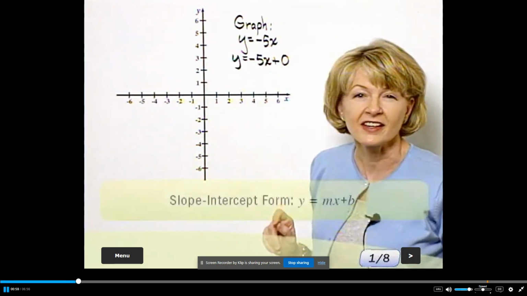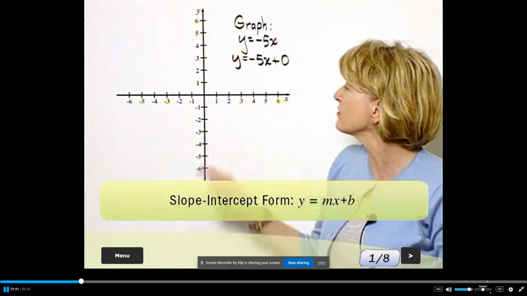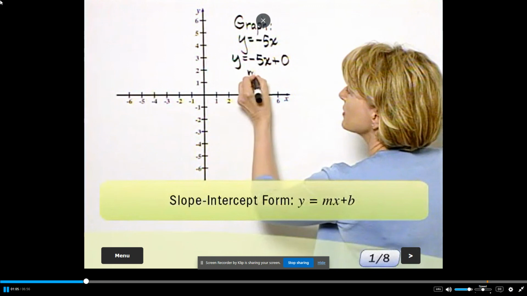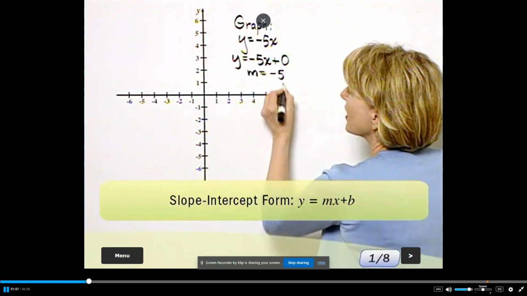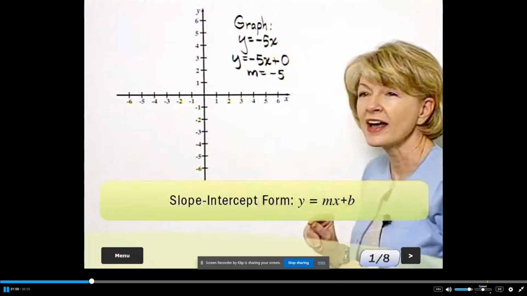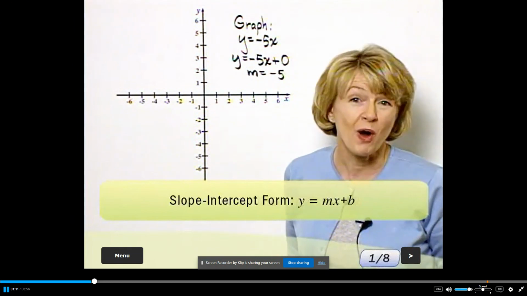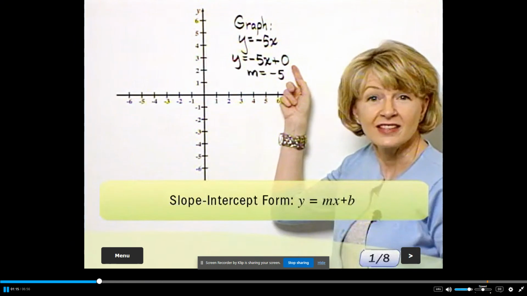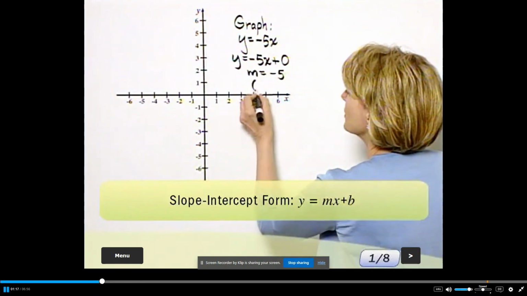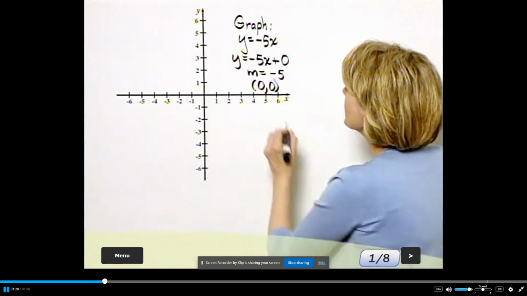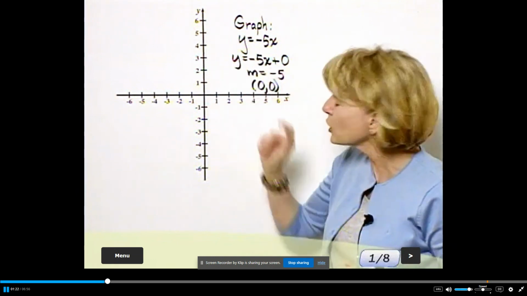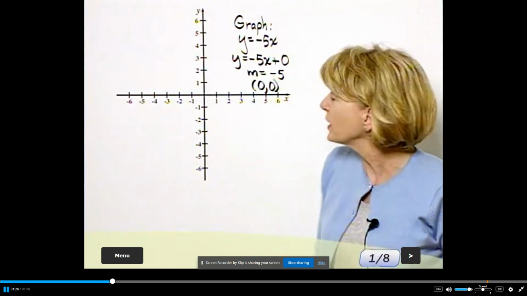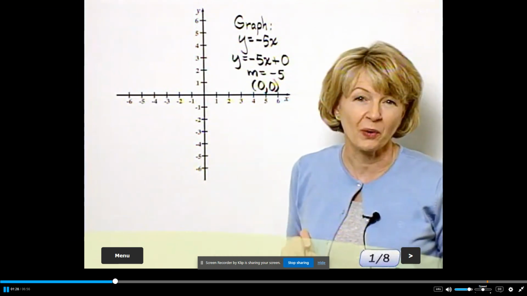Now, what does that tell us? I've written it in the slope-intercept form, so we know the slope is negative 5, but we also know the y-intercept is what? The y-intercept is (0, b), (0, 0). So notice from this slope-intercept form, we have a point of the graph. We also have the slope of the graph.